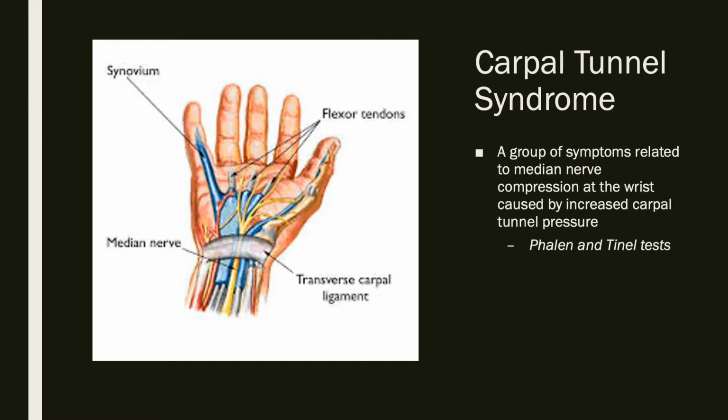Carpal tunnel syndrome is a group of symptoms related to median nerve compression at the wrist caused by increased carpal tunnel pressure. This image shows the anatomy of the wrist and hand. As you can see, the median nerve runs through the center of the wrist on the anterior side and supplies sensation to the thumb, second finger, third finger, and the radial side of the fourth finger.